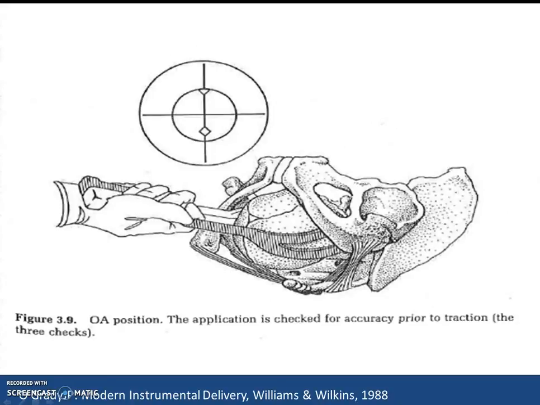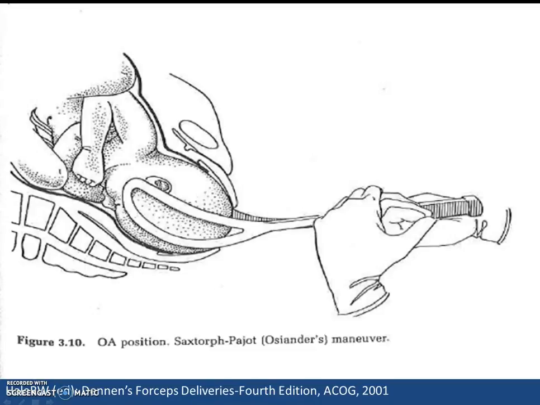Once you have it in place, you have to make sure that the application is appropriate. To check placement, the posterior fontanelle should be midway between the sides of the blade and about 1 finger breadth above the plane of the shanks. The sagittal suture has to be perpendicular to the shank, and the fenestrations of the blades should be tightly against the fetal occiput with minimal space between the shank and the head. Traction is then carried out.